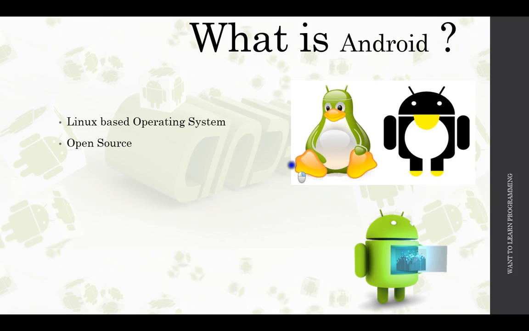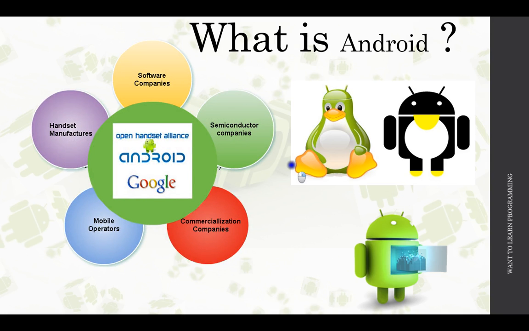Google had released the Android code as open source under the Apache license. And the third important point in the definition was OHA. The OHA stands for Open Handset Alliance. It is an association of 80 plus firms to develop an open standard for mobile devices.